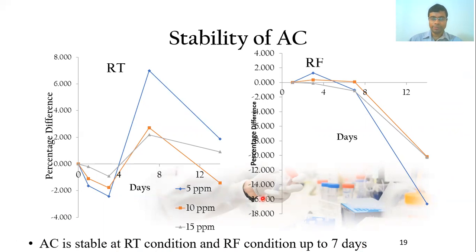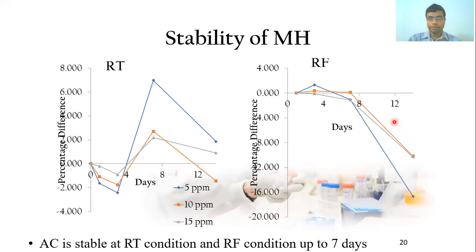And as you can see, the percentage difference is very minimum at room temperature, so it means that their decomposition is very low. However, when you come to the refrigerated storage condition for this RF, at one concentration, that is 5 ppm concentration, it is relatively higher. The change of the absorbance or the change in the concentration is relatively higher. Still, it is within the range, so therefore we can use it for the intended purpose.